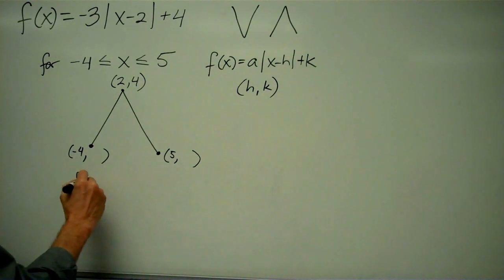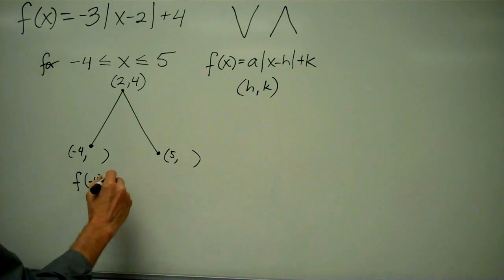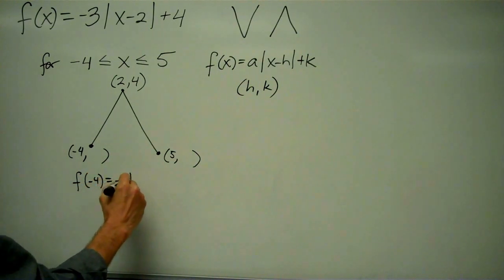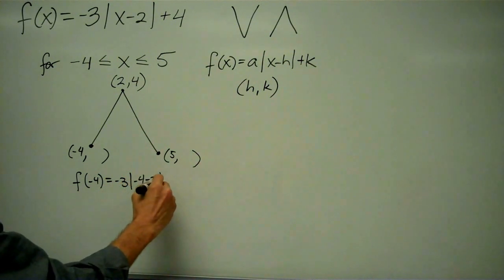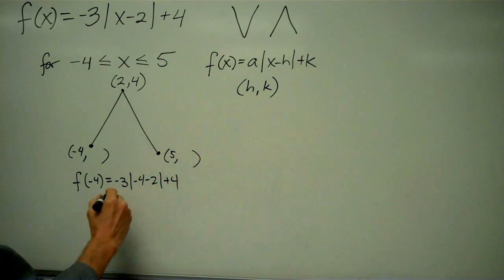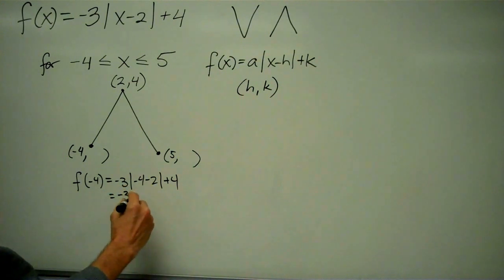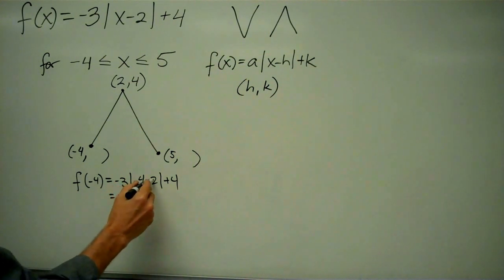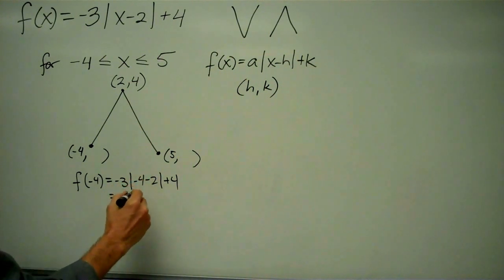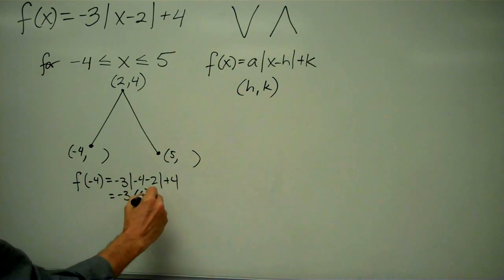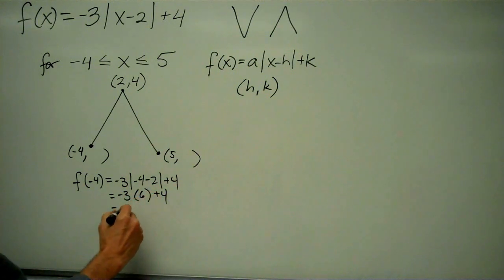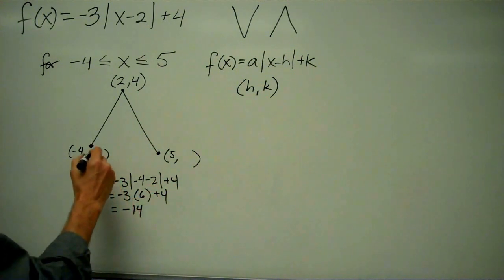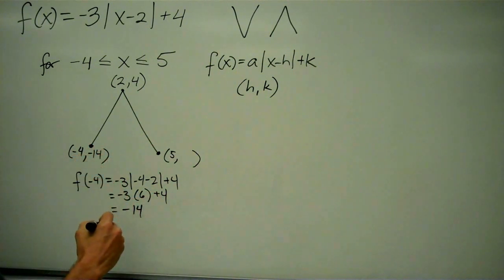f of negative 4 would be negative 3 times the absolute value of negative 4 minus 2, plus 4, which is negative 3 times negative 4 minus 2 is negative 6, the absolute value of which is positive 6, plus 4. Negative 3 times 6 is negative 18, plus 4 is negative 14. So this is negative 14 right here.